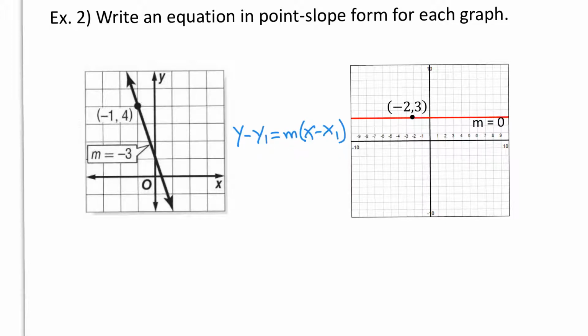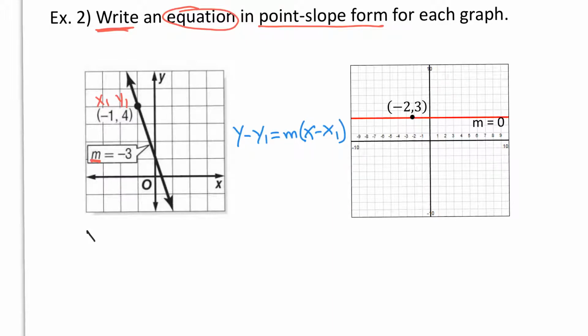Now the good thing is that in each graph, notice they give us the slope. The slope is negative 3, and they actually give us a point. Here we have a point, and we have the slope. So all we have to do is substitute the numbers in the correct spot. So first, I'm going to label for my graph on the left side, this is my x1 and my y1 right there, and I do have my slope negative 3. So I'm just going to substitute into the form. That's what they want. They want us to write an equation in point slope form.